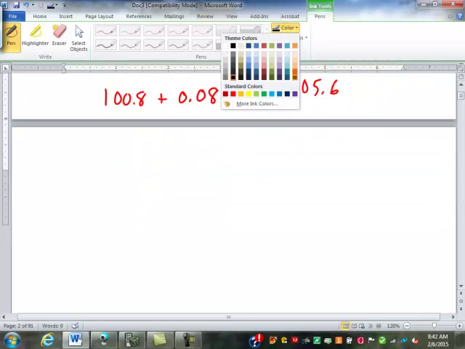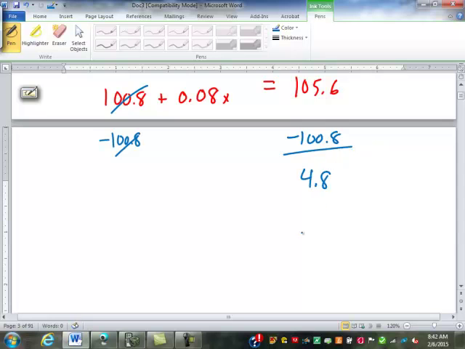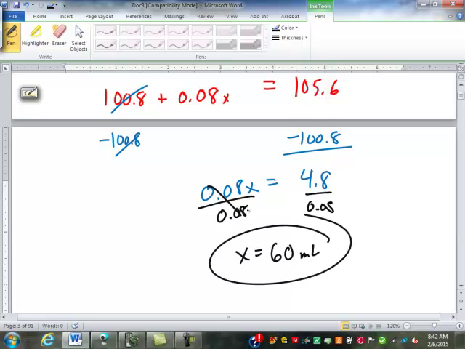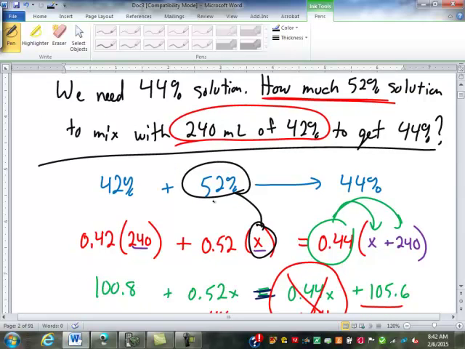Now we have this in an equation that we can start to solve for X. First thing we're going to do is subtract the 100.8. I have to do the same to the other side, which will give us 4.8. So 0.08X equals 4.8. And now it's just a matter of dividing by 0.08, giving us that X equals 60. So if we go back up to the top, make sure we know what X stands for. X stands for the amount of the 52% solution. That's going to be 60 milliliters.